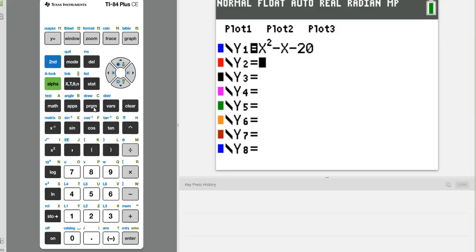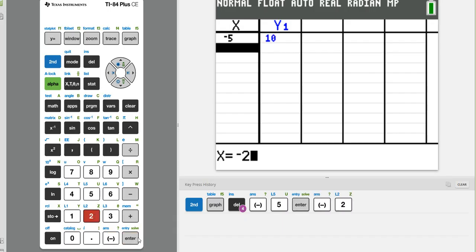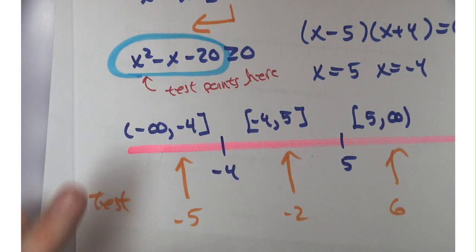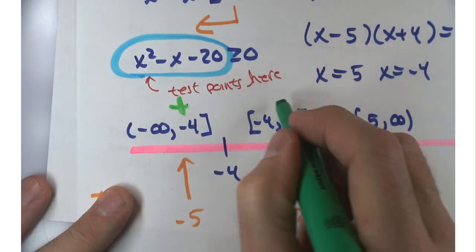Let's go up here. Let's go to our table. You hit the second key, then the table key. All your settings should still be good. Let's delete all these values real quickly here and start all over with negative 5, negative 2, and 6. Be careful when you're plugging in negative values like negative 5 and negative 2. Use this opposite key on the bottom of your calculator, not the subtraction key. The information I need off this is that it tests out positive, negative, positive. So, okay, let's put that in. That's going to be positive, negative, positive.